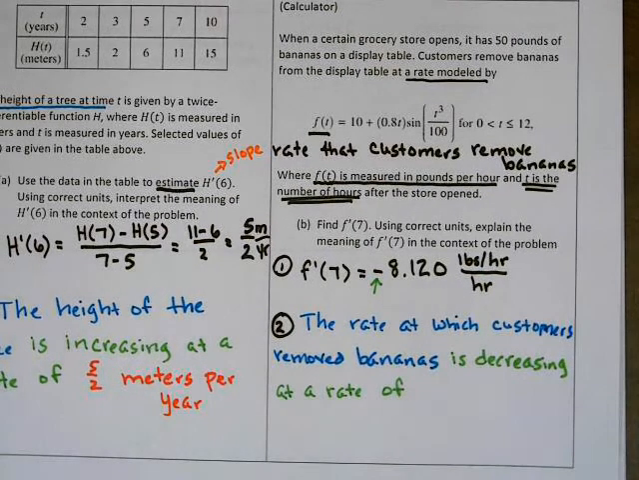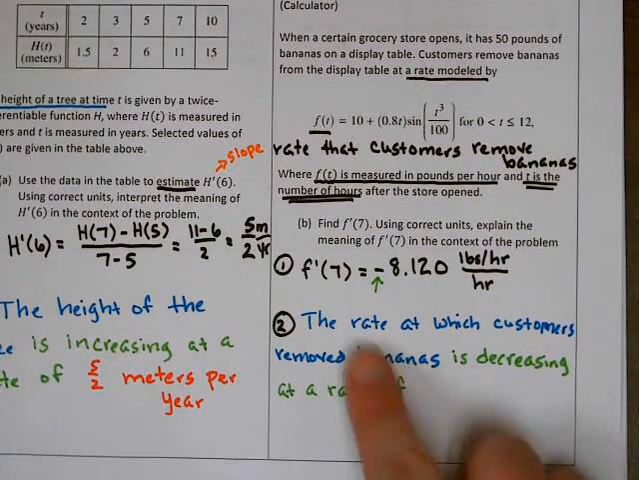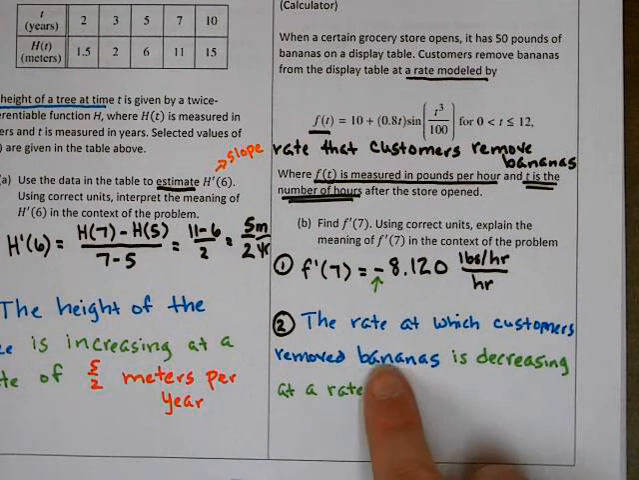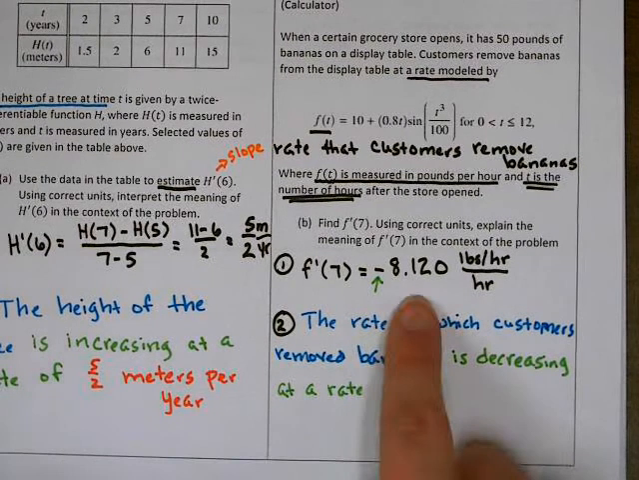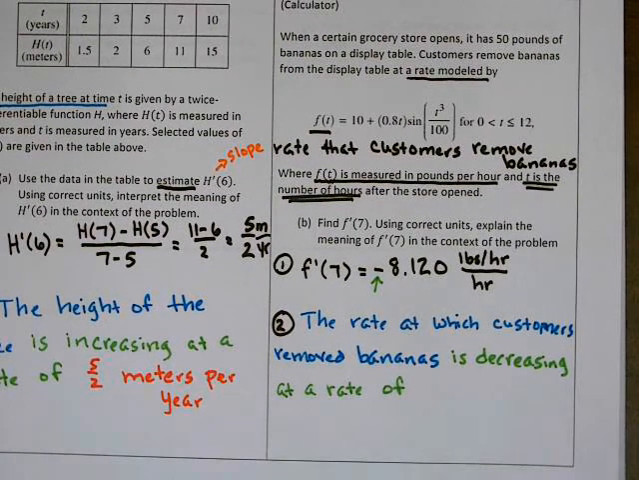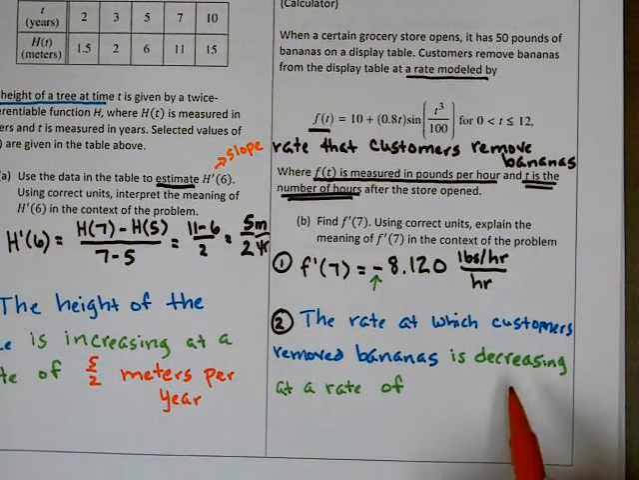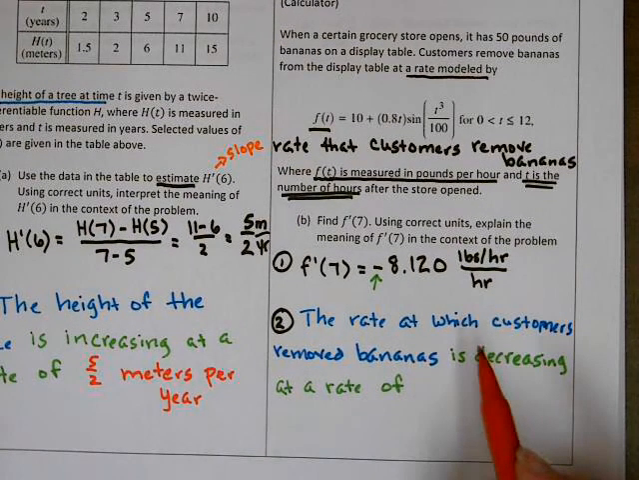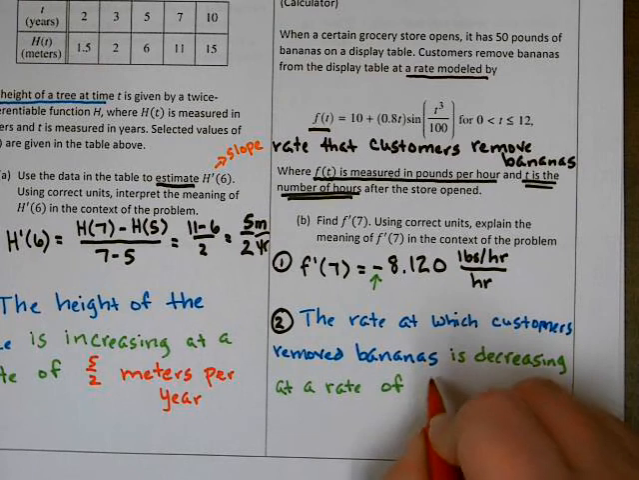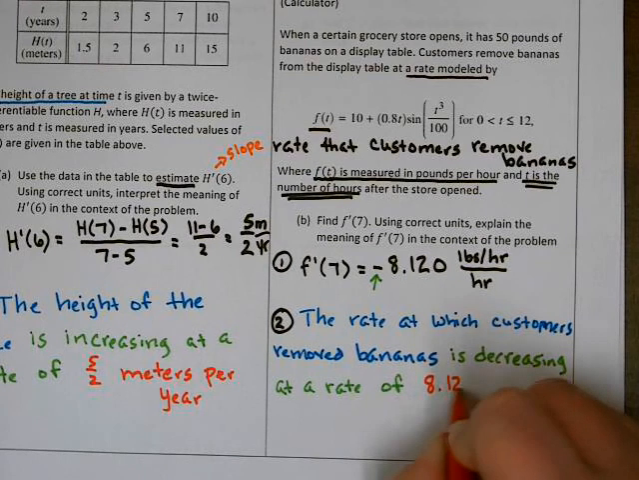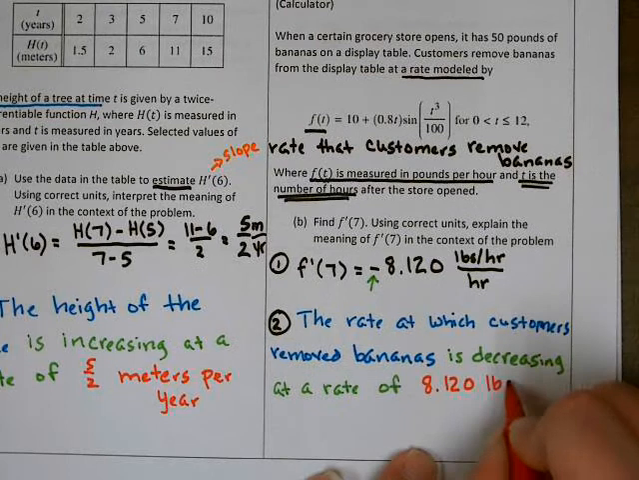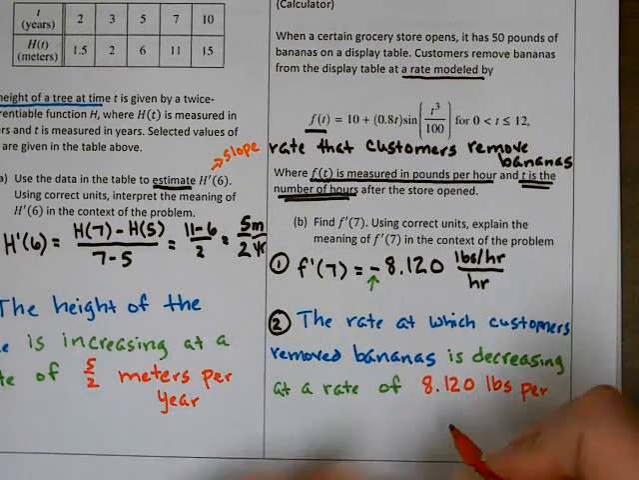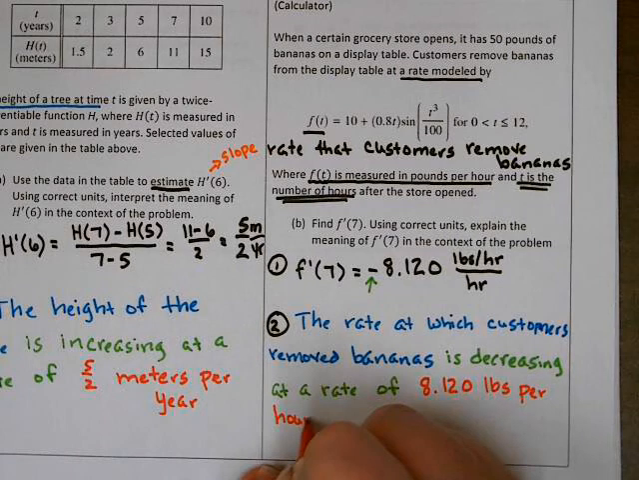and now we can actually put our number. So again, what we measured was the rate at which customers removed bananas. And because we took a derivative, we figured out it was decreasing at this specific rate. Now, when you include your number here, because we already said that it's decreasing, we don't want to put a negative sign with our number. So it's decreasing at a rate of 8.120 pounds per hour.